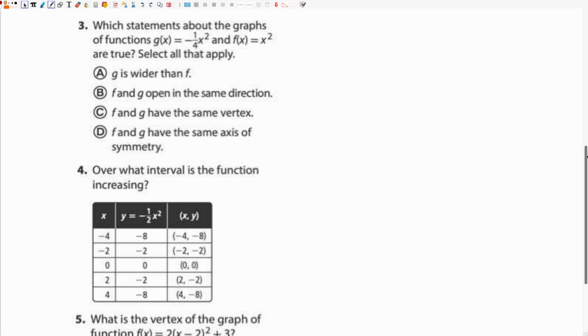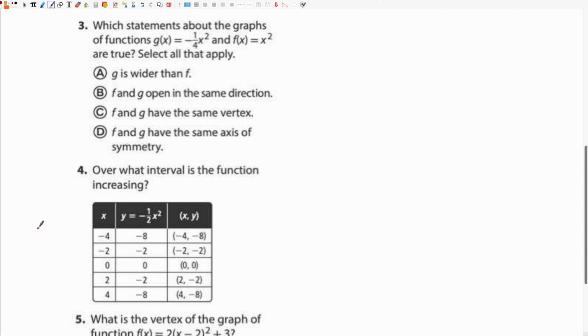Number 3. Which statements about the graph of functions g of x equals -1/4 x squared and f of x equals x squared are true? Select all that apply. So we're gonna have multiple answers on this one, I feel like.